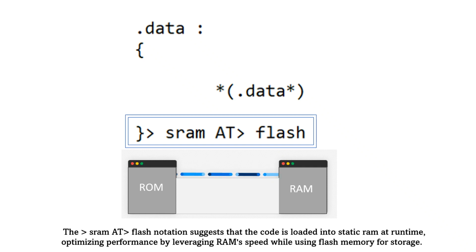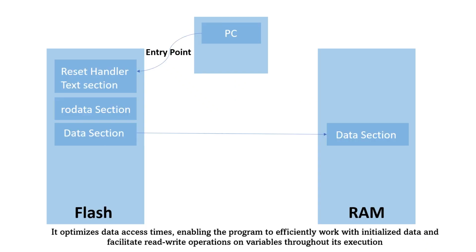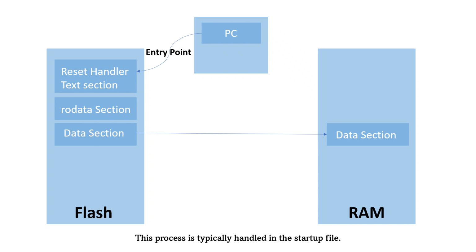The SRAM at greater than flash notation suggests that the code is loaded into static RAM at runtime, optimizing performance by leveraging RAM's speed while using flash memory for storage. It optimizes data access times, enabling the program to efficiently work with initialized data and facilitate read-write operations on variables throughout its execution. This process is typically handled in the startup file.